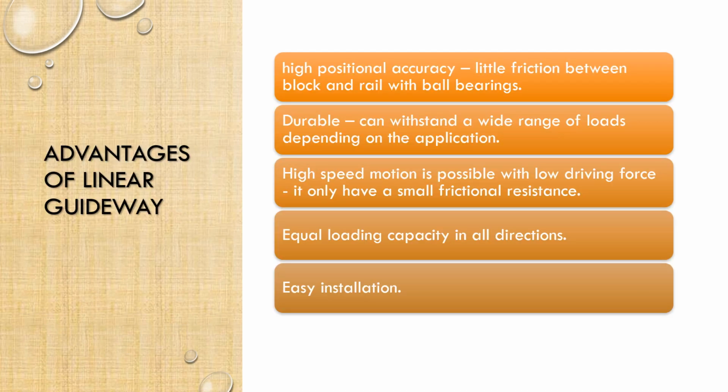Advantages of a linear guideway: high positional accuracy. It only has a little friction between the block and a rail with the ball bearings. Durable, can withstand a wide range of loads depending on the application. High-speed motion is possible with a low driving force because it only has a small frictional resistance. Equal loading capacity in all directions and easy installation.